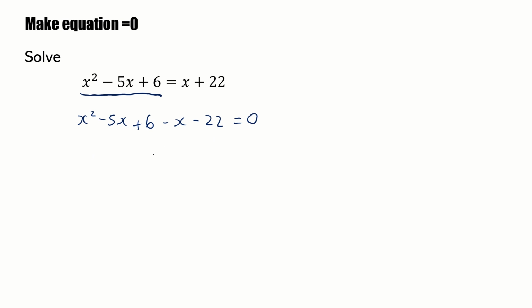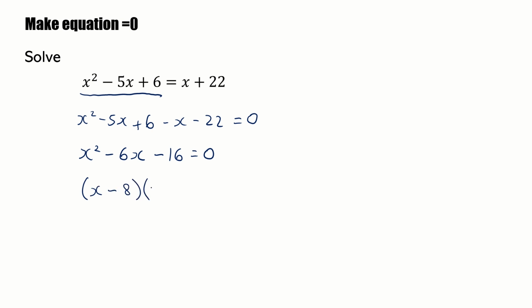So I've taken away the x and taken away the 22 to move it all to the left hand side. Then we can do some algebra simplification. The minus 5x and the minus x make a minus 6x, and the plus 6 and the minus 22 make a minus 16. And now the equation's equal to 0. This is the moment when we can start considering whether we can use factorising to solve the equation, and the answer is yes, it's a quadratic and it is one that factorises, so let's factorise it because then it'll be an equation we can solve.